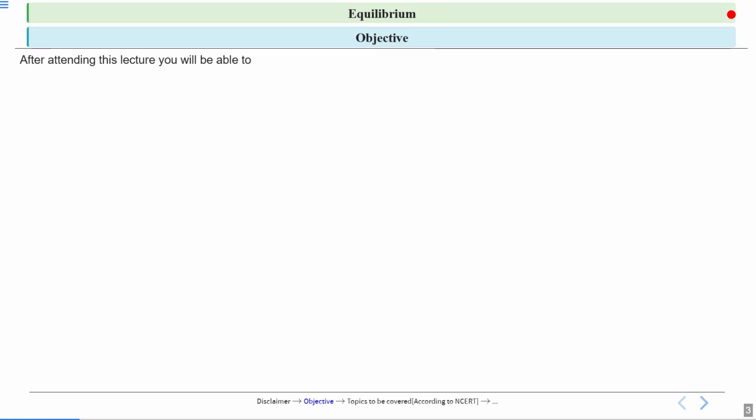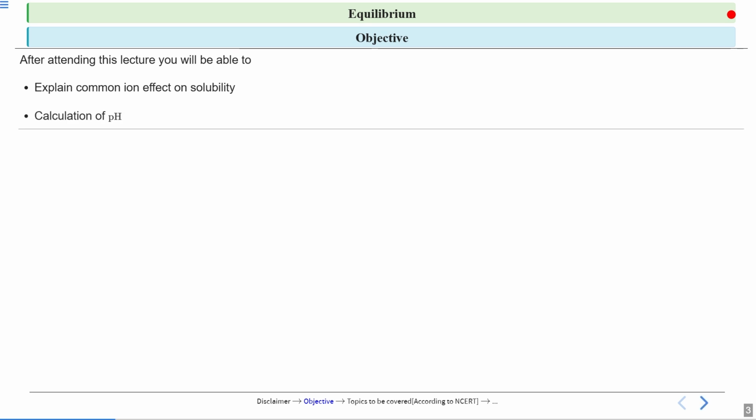Now in this class our objective would be to look at the effect of common ion on solubility. Then we will see a way to calculate pH. We have already dealt with this pH thing, but in most cases you will find it difficult to calculate the pH because of the complexity of the scenarios that you will handle. Therefore, I am going to give a trick for this pH calculation.